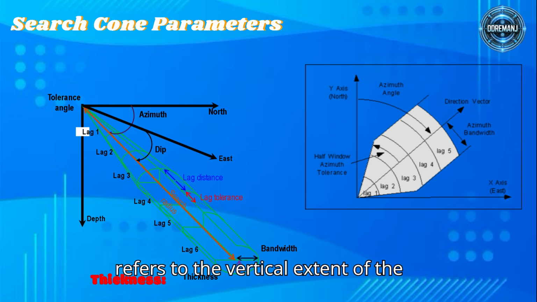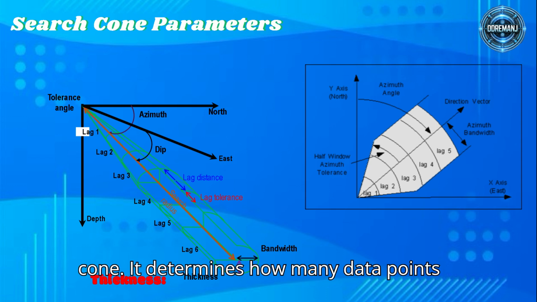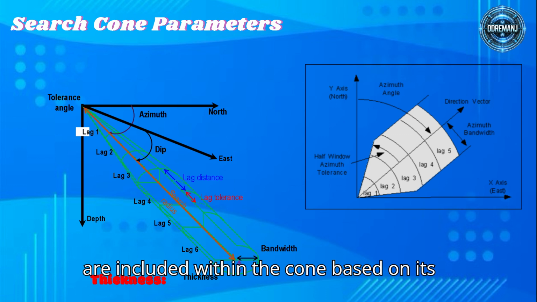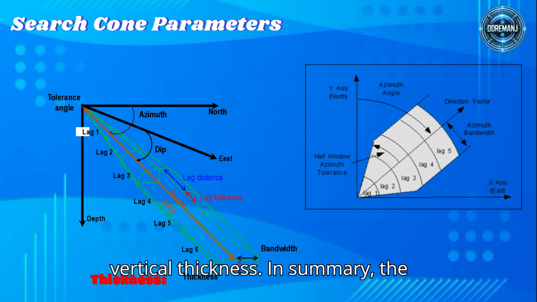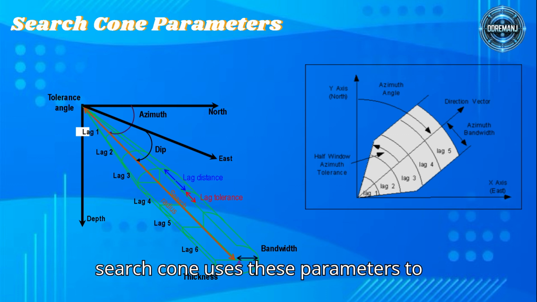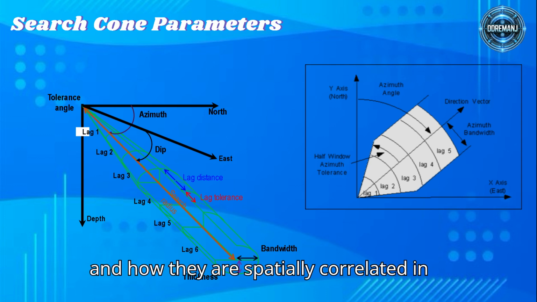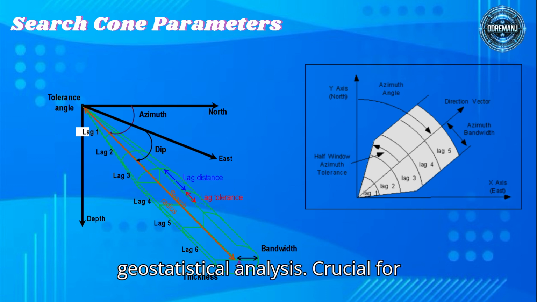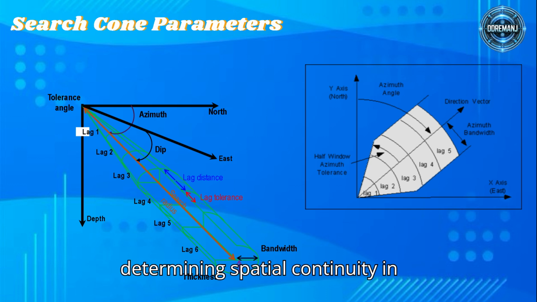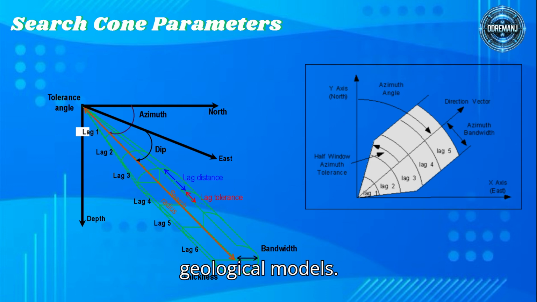Thickness refers to the vertical extent of the cone. It determines how many data points are included within the cone based on its vertical thickness. In summary, the search cone uses these parameters to define which data points will be selected and how they are spatially correlated in geostatistical analysis, crucial for determining spatial continuity in geological models.